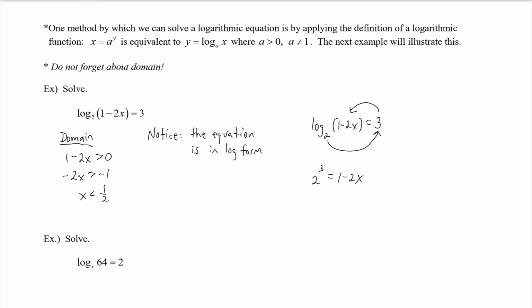Well, 2 cubed, that's 2 times 2 is 4, times 2 is 8. So this would be 8. Subtract 1, so we're going to get 7. So we get negative 7/2, which is definitely smaller than 1/2. So that is in the domain of that function, therefore it's a valid solution to this equation. So notice we just went from log form to exponential form. So we just got our first method by which we can solve a log equation.